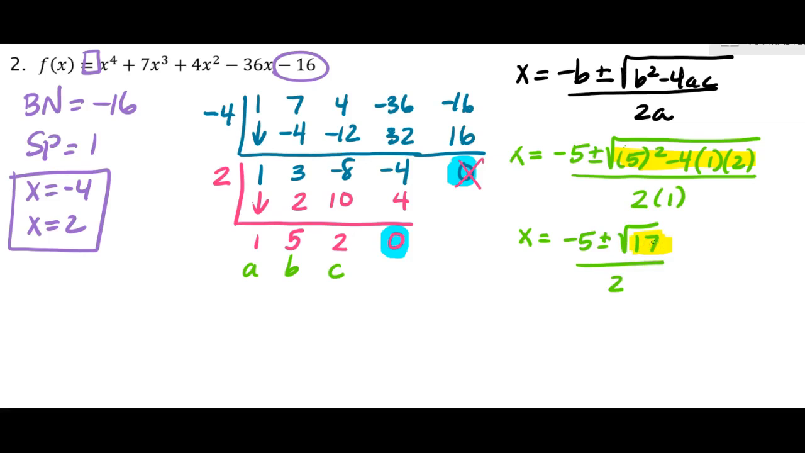17 is a prime number, so I can't do a factor tree. I can't simplify any further. So that means we are completely done. The green answer represents 2 solutions, and then there are 2 purple solutions for a grand total of 4, which makes sense because we had x to the fourth as our highest exponent.